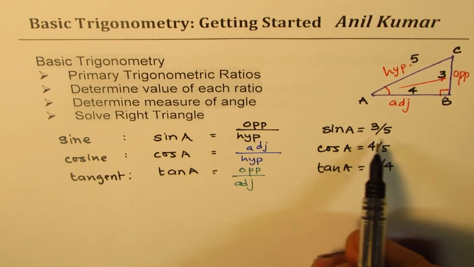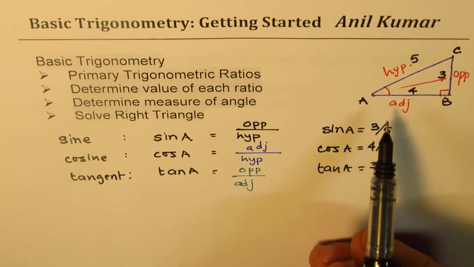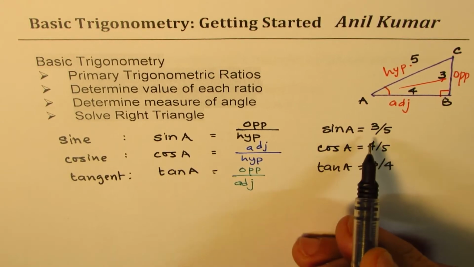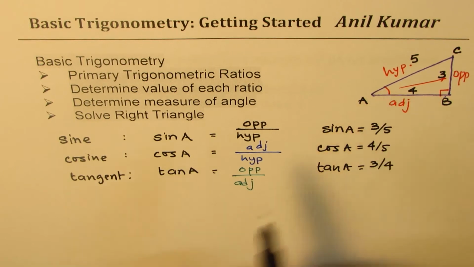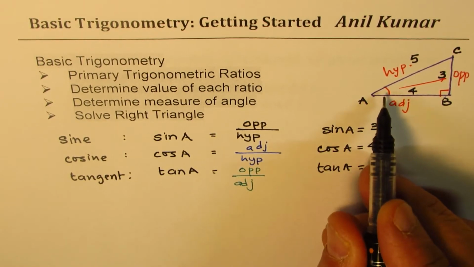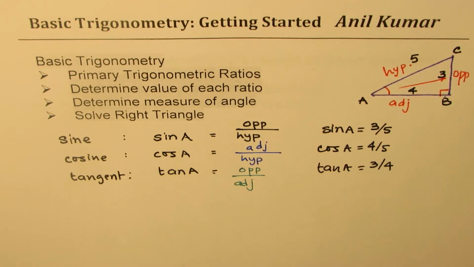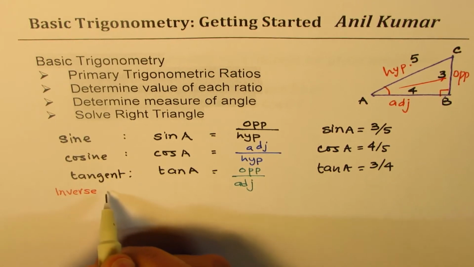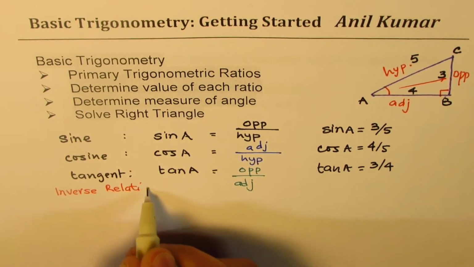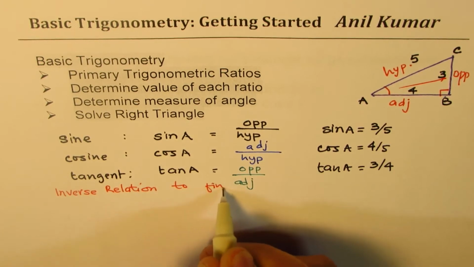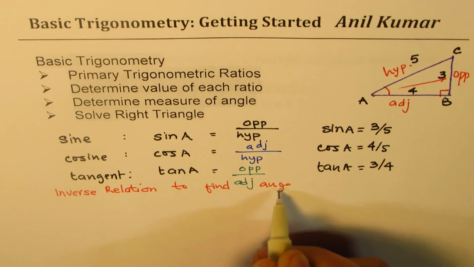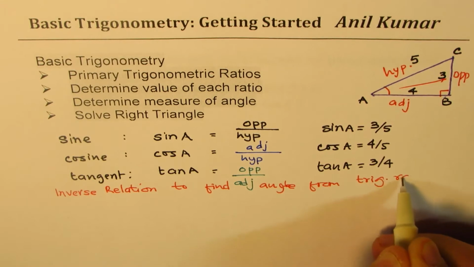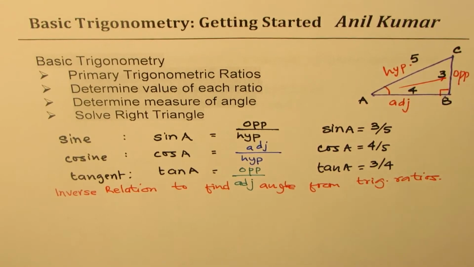Now, we know that sine A is 3 over 5. How does that help to find the angle A, let us say? Well, now let's look into this. How do we find angle A? We can find angle A by using inverse relation, right? So let's get back to this. So we use inverse relation to find angle from trig ratios. Let me show you how.